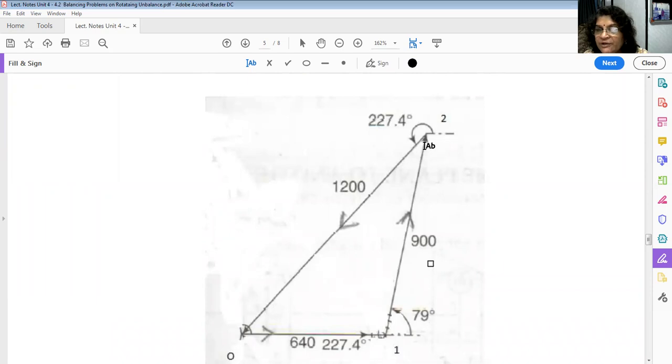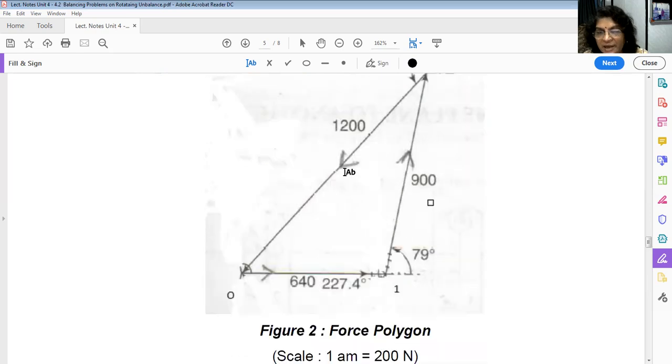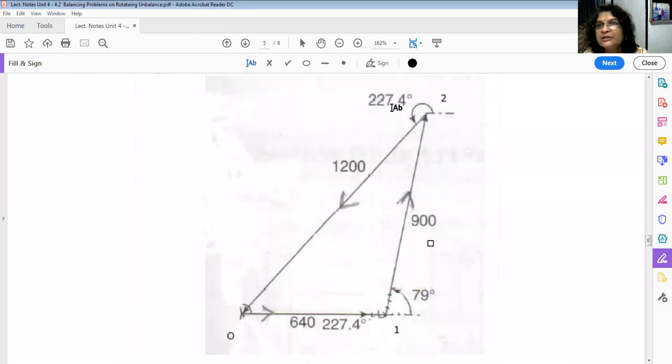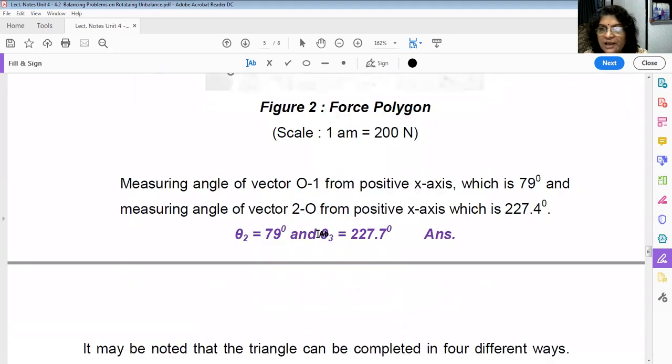Not this one. Always you have to start from the vector. For this vector, this is the end point, this is the starting point. So at the starting point, draw a horizontal line, and from the positive x-axis, measure this angle. With the help of a protractor, you can measure this angle, that is 227.4 degrees. This is nothing but theta 3. So measuring the angles of these two vectors, we get theta 2 is equal to 79 degrees and theta 3 is equal to 227.4 degrees. Understood? So these are our answers.